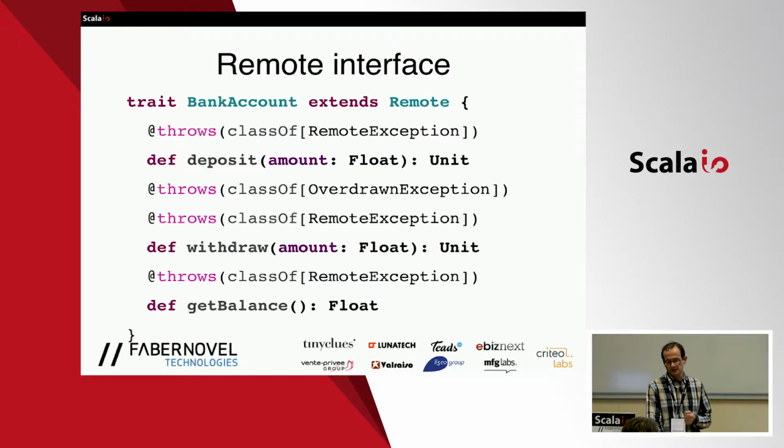Here, the bank account must extend the remote interface java.rmi.Remote. You also have to add a throws annotation in case of an underlying network failure. And so it's not very clear what your business object does.